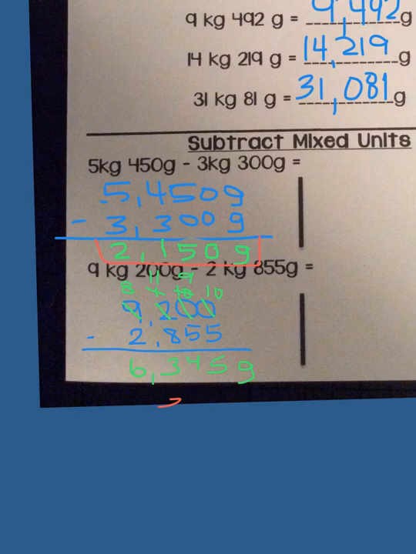Okay. I'm going to show you one other way to do this subtraction. All right, this is again converting to the smaller units. We're going to do it one other way if we look at the other side.